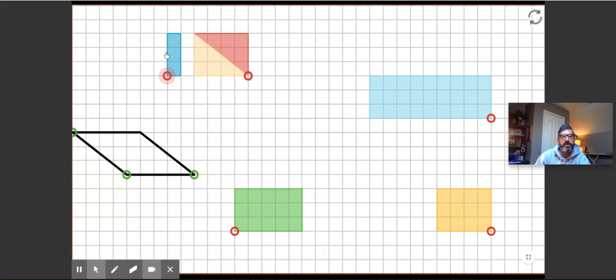How about the blue one? How many are in there? 12. You're right. How about this little blue one here? How many squares are inside that one? How many squares are in the little blue one? Just count the little blue one.